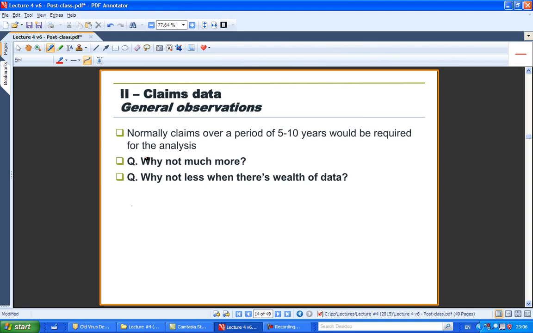And it's interesting to ask why we don't use many more years, even if we had the possibility of having information on a longer number of years, and why we don't use less than 5 years when there's a lot of data. So I invite you to think a bit about why this figure is normally used, and the answer you will find in chapter 8.